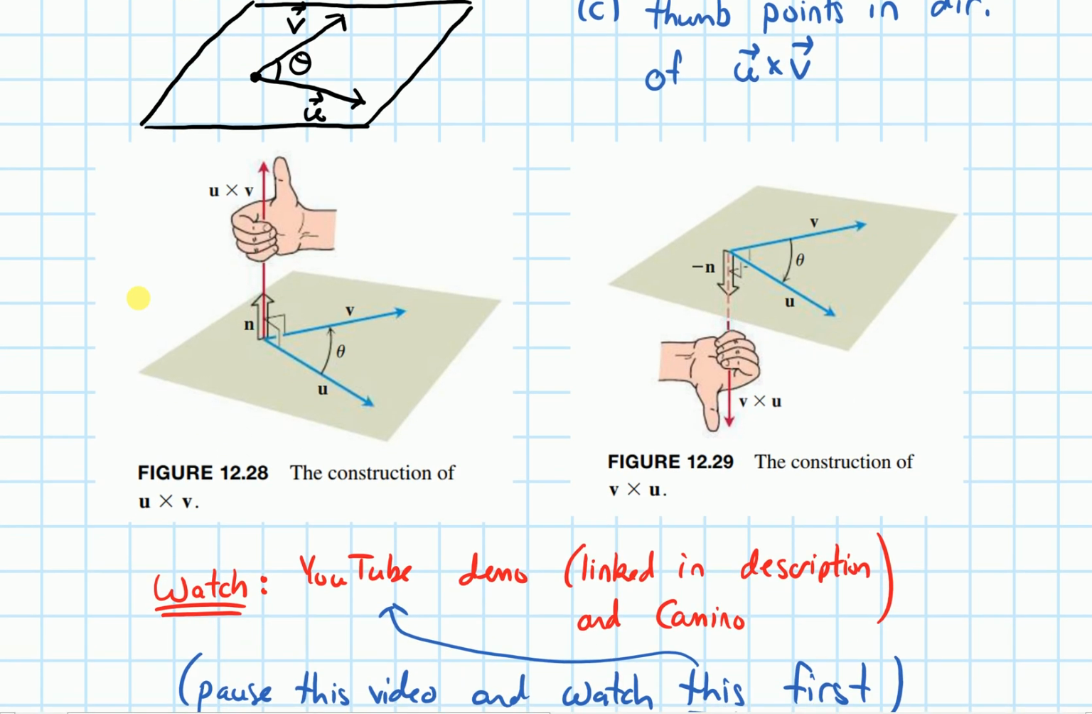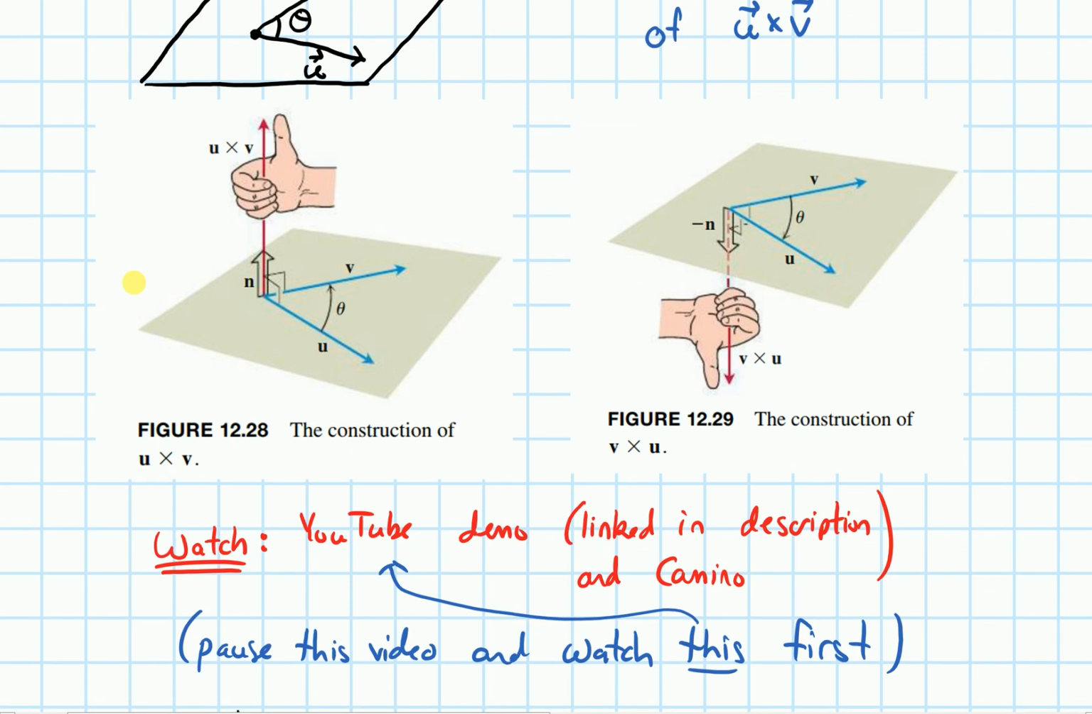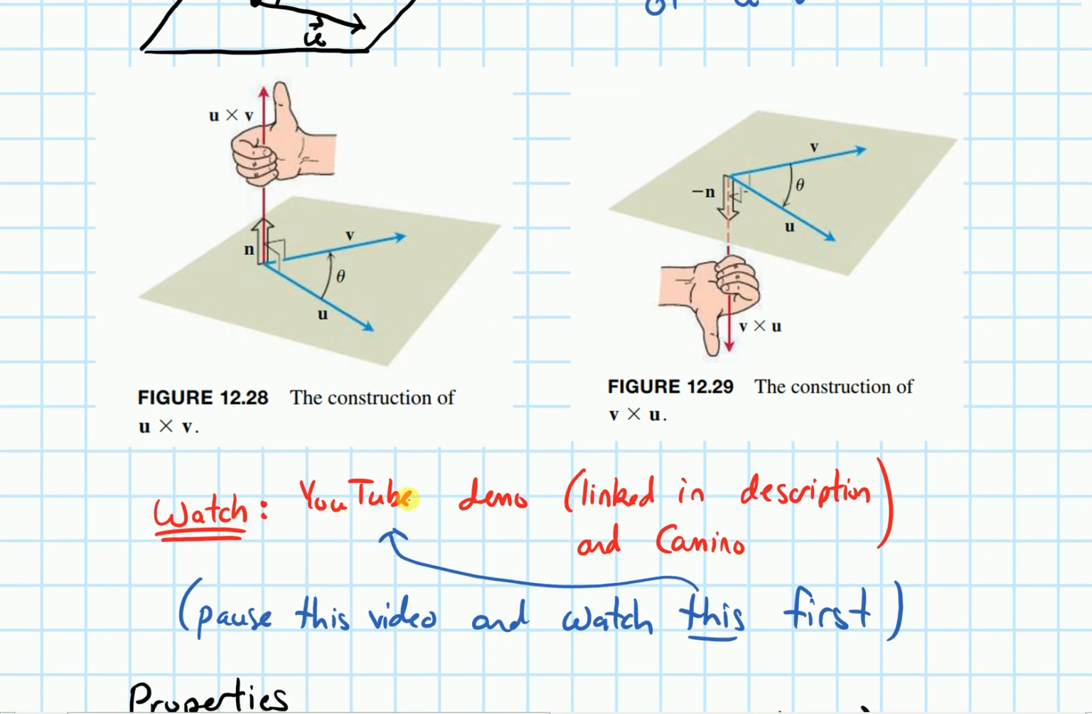So at this point, what I'd recommend doing before I go further is there is a YouTube demonstration video of the right-hand rule that I will link in the description of this video, and I'll also post it in Camino. Pause this video, watch that demonstration of the right-hand rule first before I continue with this one. So I'll wait. So 4, 3, 2, 1, pause the video. Pause this video and watch that other YouTube video of the right-hand rule first.